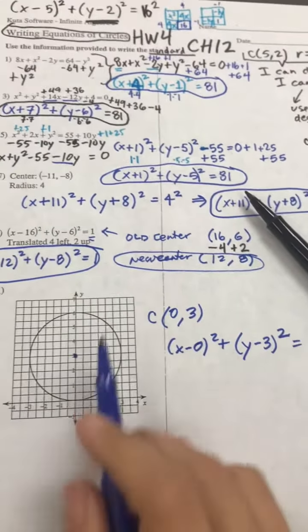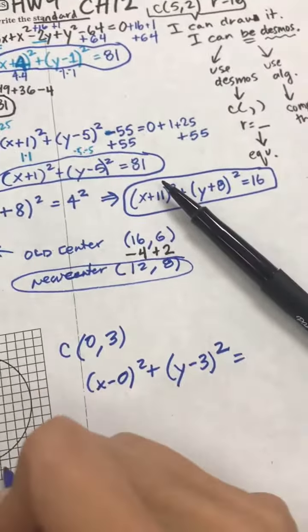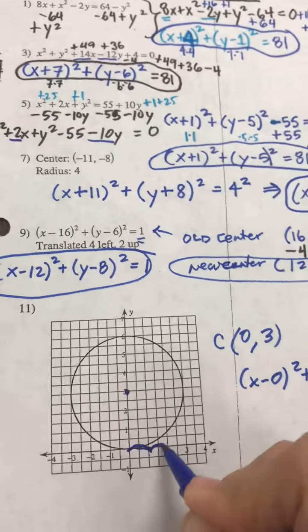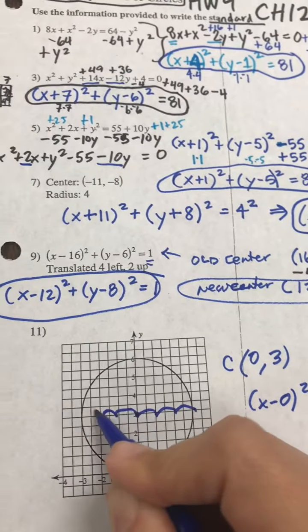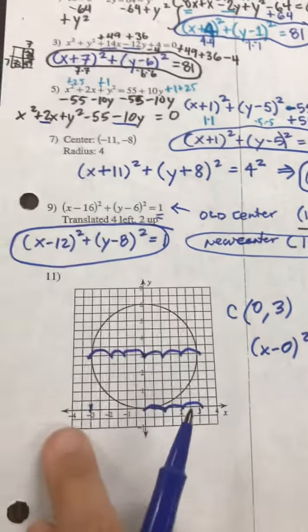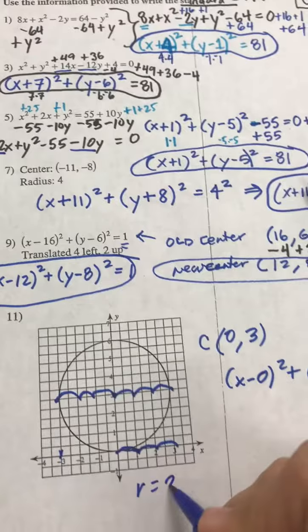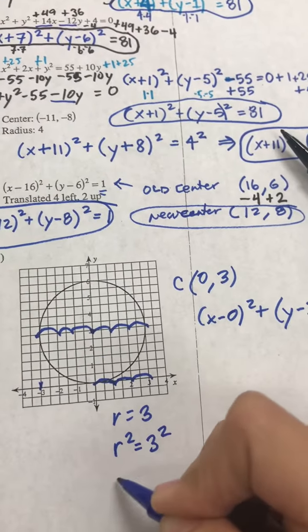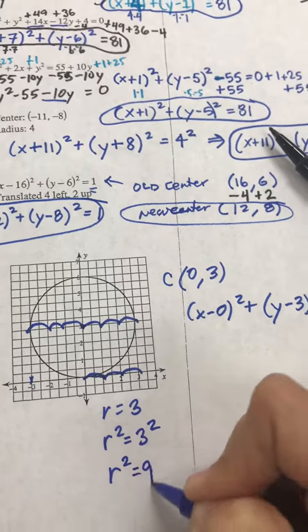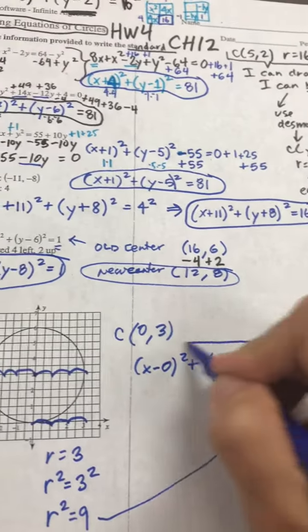Now let's make sure we know what the radius is. If we count, each box is actually worth a half. So if I hop 2 boxes, that's 1, 2, 3. 1, 2, 3. Okay, that makes sense. So it looks like the radius is 3, so the radius squared would be 3 squared, also known as 9. So that's the number we have to put there, 9.